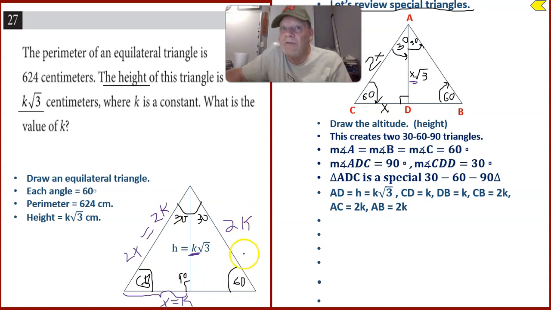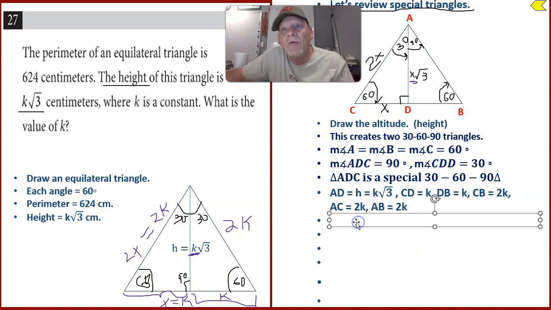So if this one is 2k, then this side is 2k. And if this side is also 2k over here on the right, then we know that this length from here to here is k, which means that this whole side down here is also 2k. So that means we got AC is 2k, which would be this side right here. We've got AB is 2k, which would be this side right here. And then we've got a k and a k, so this side is 2k.